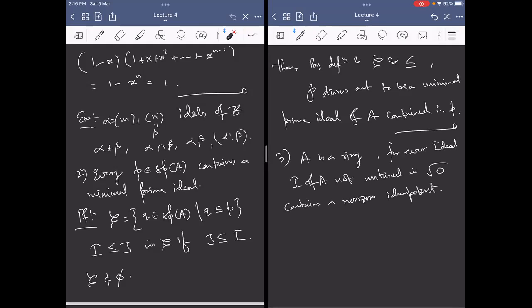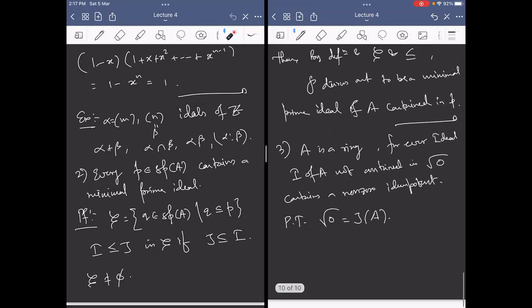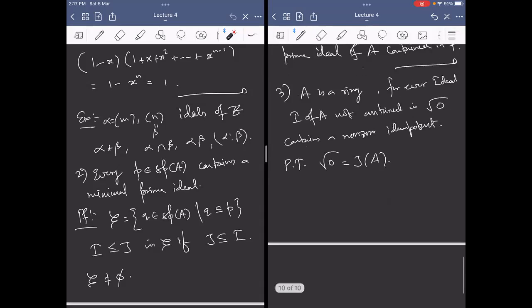Now, what is an idempotent? An idempotent is an element E such that E squared equals E. So if you take the multiplication with itself, it will give you the same thing in return. And non-zero means that E cannot be zero. Okay. So prove that this nil radical of A is the same as the Jacobson radical of A. This is what we want to prove.